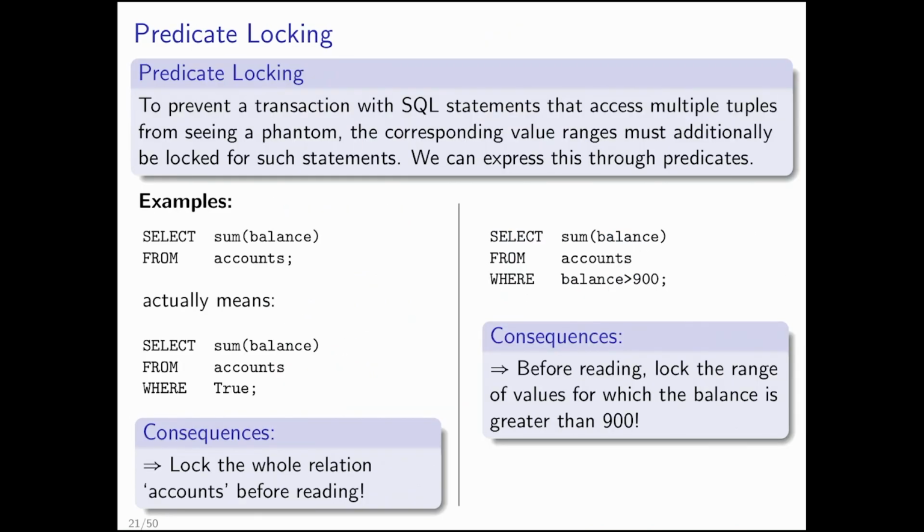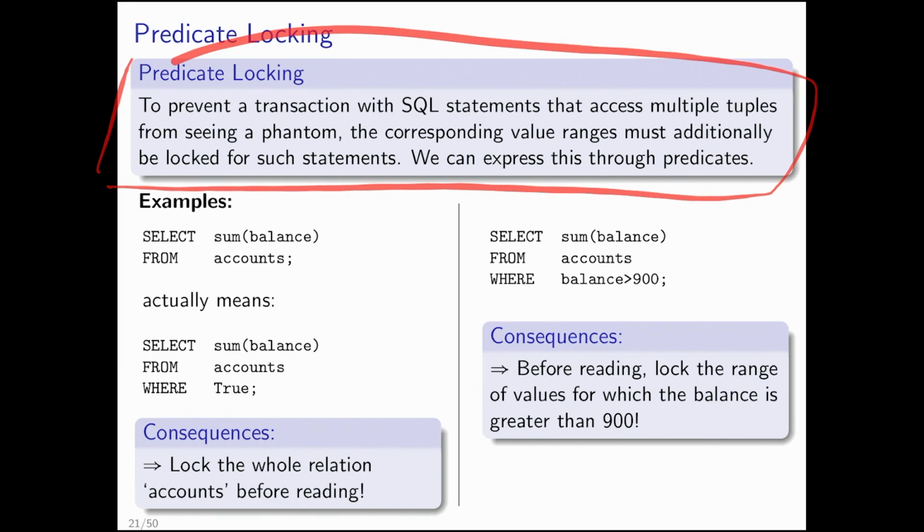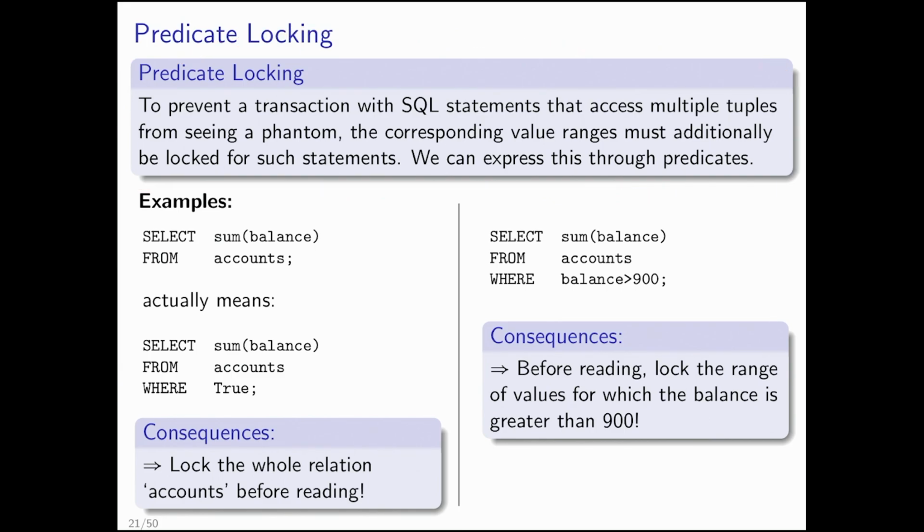So to prevent a transaction with SQL statements that access multiple tuples from seeing a phantom, the corresponding value ranges must additionally be locked for such statements. We can express this through predicates. We already have those predicates in SQL queries available. For instance, if you do a select sum balance from accounts, this actually means you're selecting all tuples, where true. Whatever the condition, I want to have all the tuples that qualify. So basically, this implicitly or conceptually locks the whole relation accounts before reading.